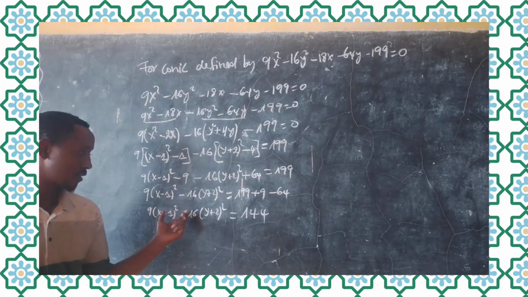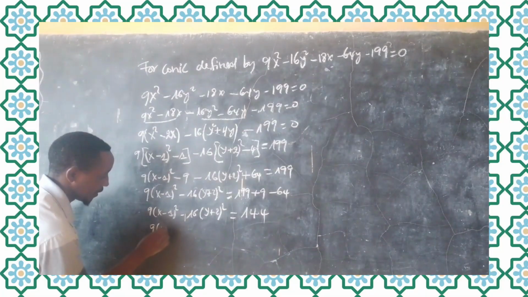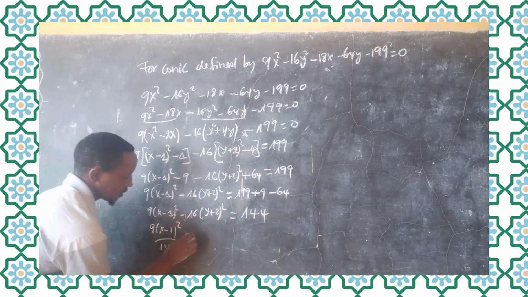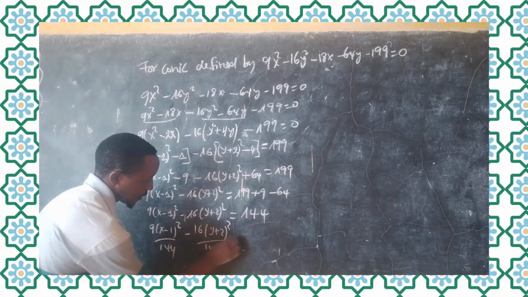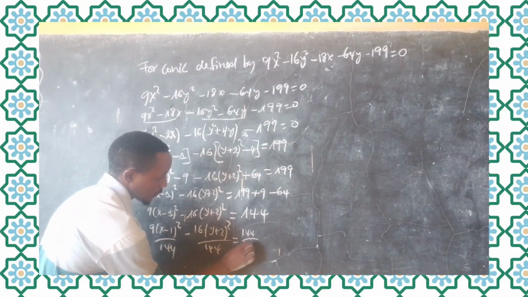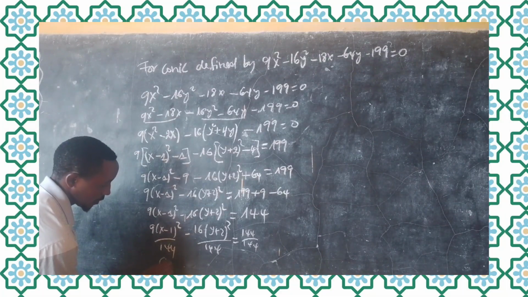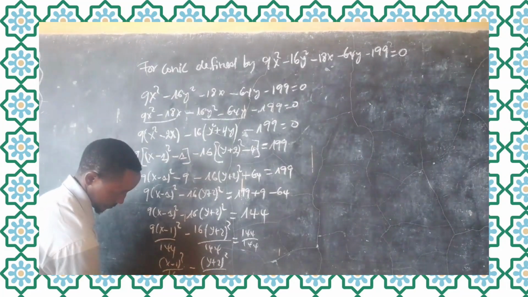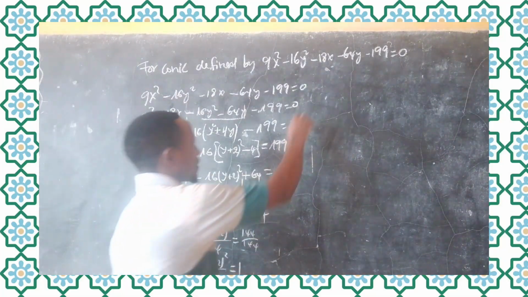For the standard form, we divide so that the right side is equal to 1. We get 9 times x minus 1 power 2 over 144, and when we divide both sides, 16 times y plus 2 squared over 144 is equal to 144 divided by 144, so this is equal to 1. When we simplify, we get x minus 1 power 2 over 16 minus y plus 2 power 2 over 9 is equal to 1. So this is the standard form.